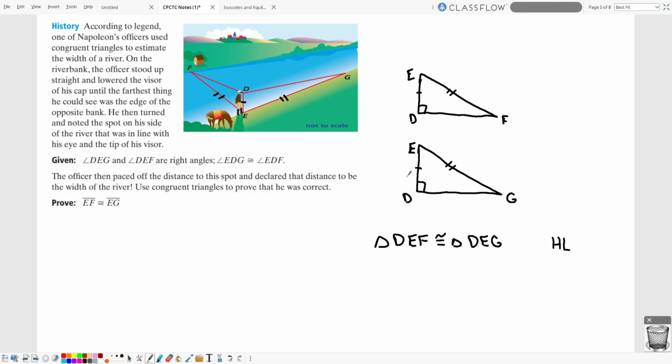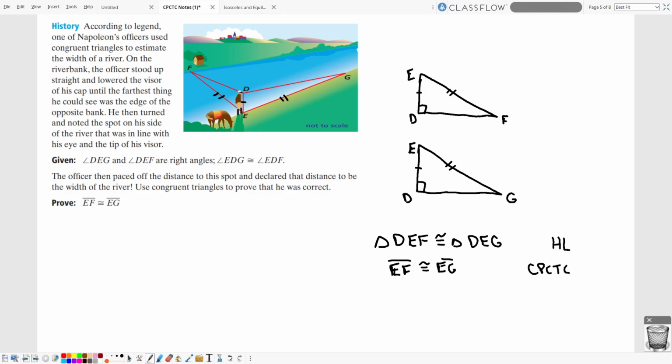Well, now that I know that the triangles are congruent, I want to prove EF and EG go together. Well, EF and EG are the last two letters, which means they are corresponding. So we know that EF is congruent to EG because of CPCTC. So that's pretty much what we're doing with CPCTC.